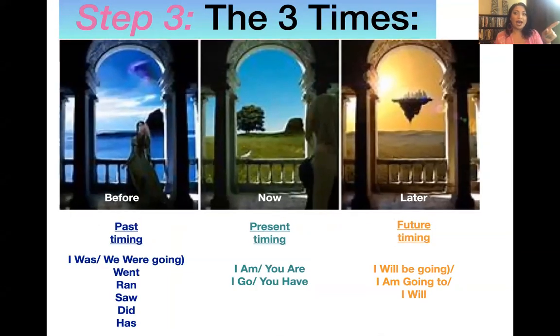Are we speaking in the past, the present, or the future? And how are we going to construct the phrase according to the past, the present, and the future? In the past, I was going, or I went. In the present, I am going, I go, I have. In the future, I will be going, I will go.